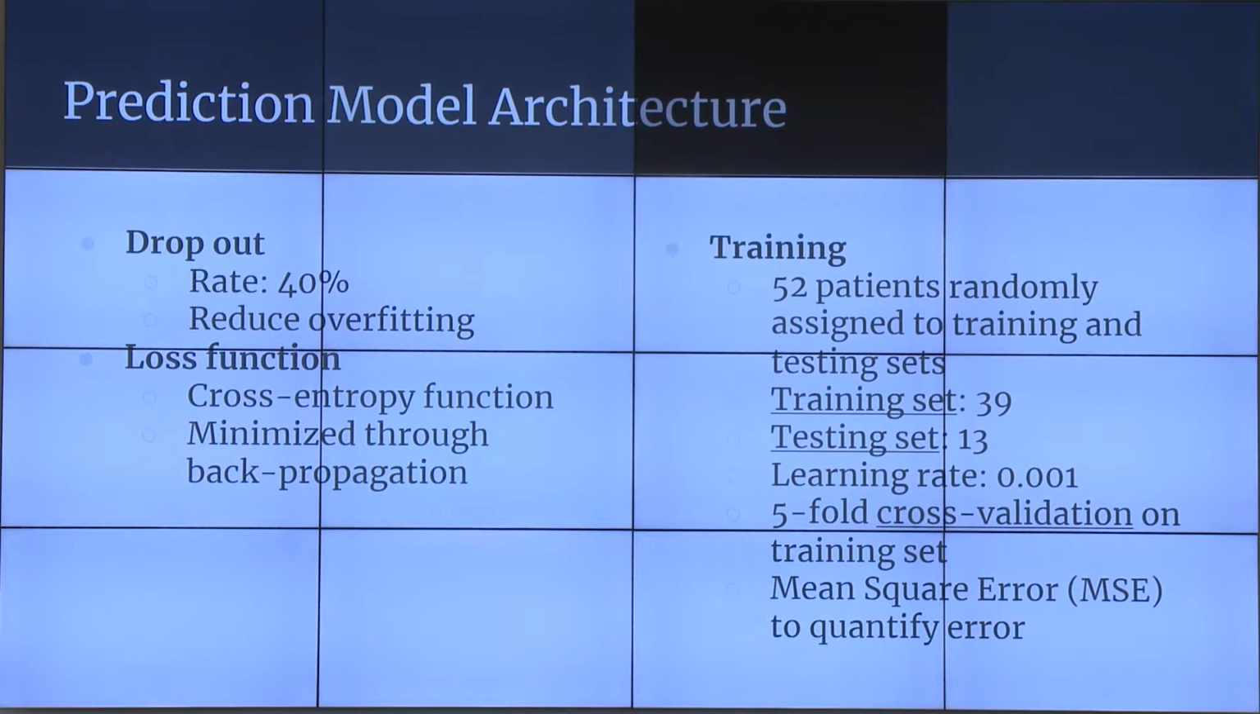Then we also used a dropout layer at a rate of 40% because we still wanted to avoid overfitting as much as possible, since 52 patients is still a very small data set. For our loss function, in order to keep track of the loss during training, we used a cross-entropy function that was minimized through backpropagation. During our training process, our 52 original patients were randomly assigned to either a training set or a testing set, such that we had 39 patients in the training set and 13 patients in the testing set. Our model had a learning rate of about 0.001, and we also used 5-fold cross-validation on the training set. In order to quantify error, we used the mean square error.